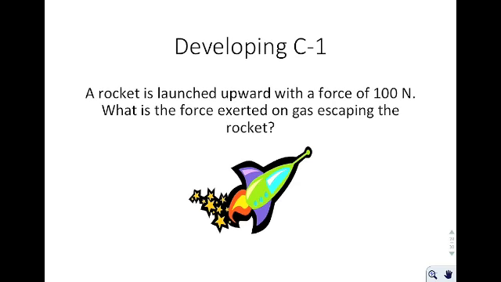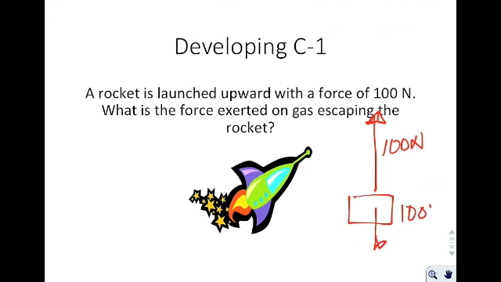An example says a rocket is launched upward with a force of 100 newtons. What is the force exerted on the gas escaping the rocket? The rocket is pushed upward with a force of 100 newtons, so the air escaping the rocket must be pushed downward with the same force of 100 newtons. One of the hallmarks of Newton's third law is that the forces have to act on different objects. The force upward is on the rocket. The force downward is on the air coming out of the rocket.